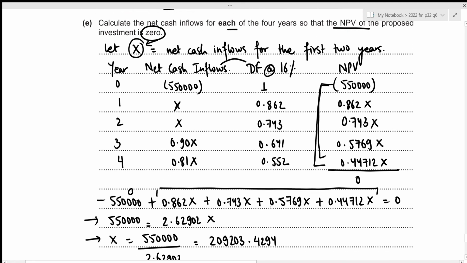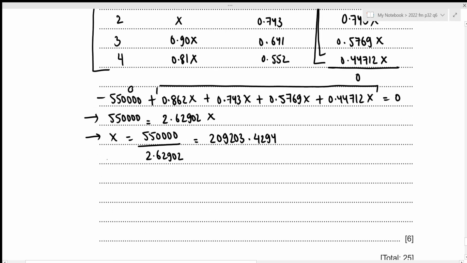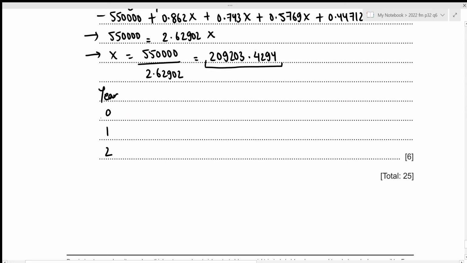Alright, we also need to verify if this is correct or not. So let's again create this same schedule in order to figure out the net present value, but now in place of x, we will be inserting the amount of 209,203.4294. So that's years 0, 1, 2, 3, and 4. Then we have net cash inflows. So for year 0, that is negative 550,000. For year 1, that's 209,203.4294. The same for year 2.